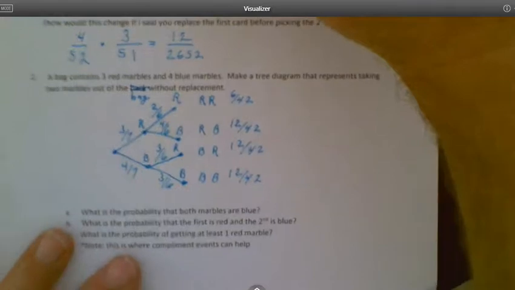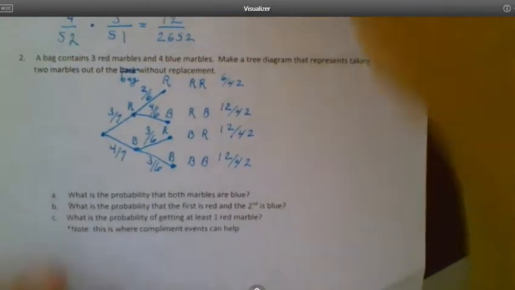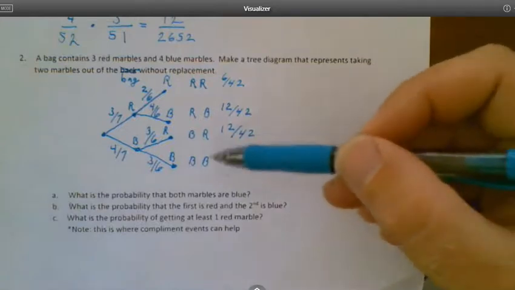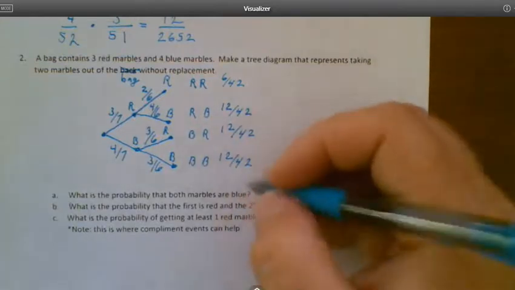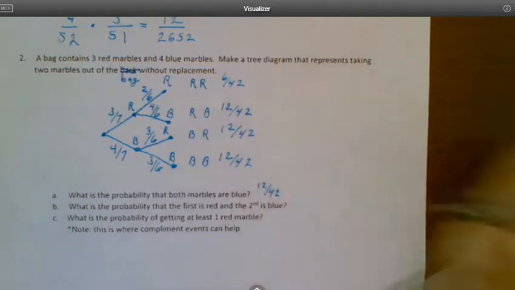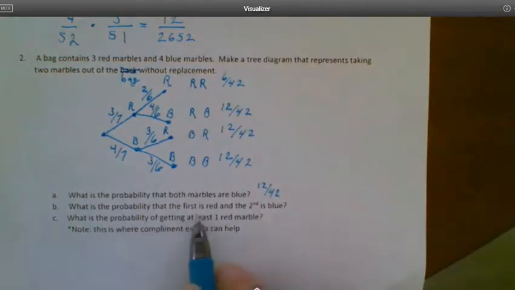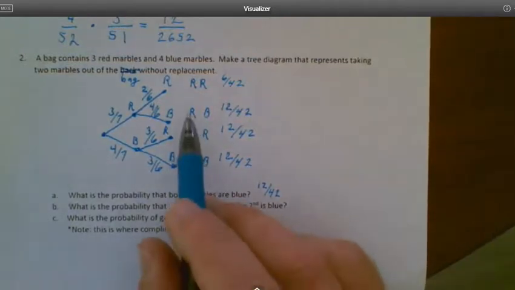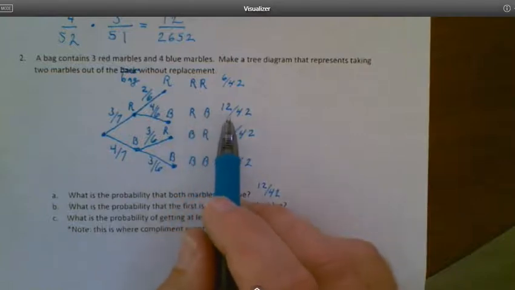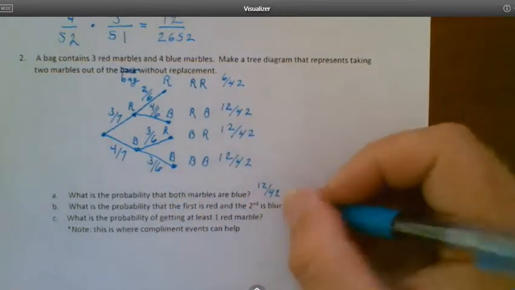So now let's take a look at the questions that follow. What's the probability that both are blue? Well, we already figured that out right here. It's 12 out of 42. What's the probability that the first one is red and the second one is blue? So that's this description right here. The first one is red, the second one is blue. We also got that one figured out, it's 12 out of 42.